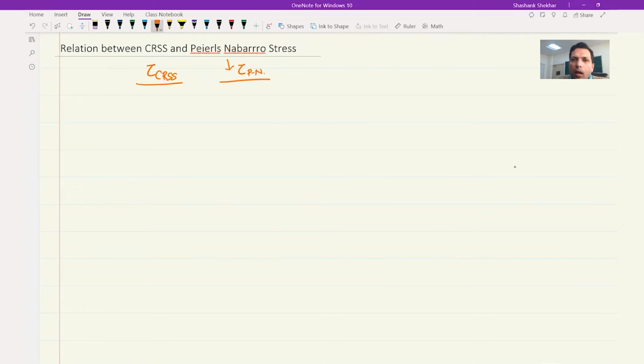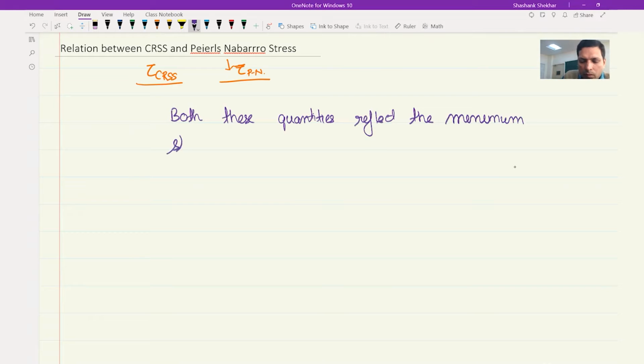So what do you think? Are they the same thing? Are they something completely different? Or do they have no relation amongst each other? It so happens that both these quantities reflect the minimum shear stress. Why we are discussing it here is for this reason, that both these quantities represent the minimum shear stress to overcome lattice resistance.